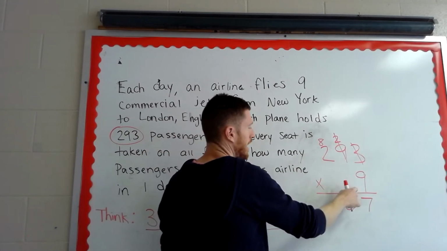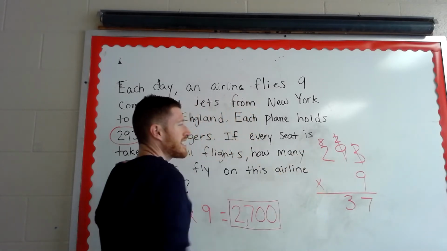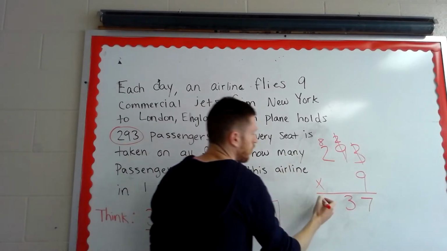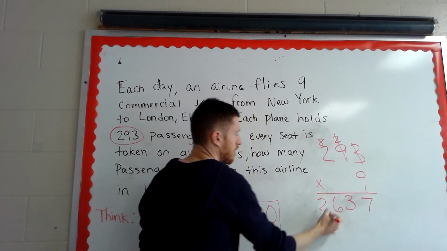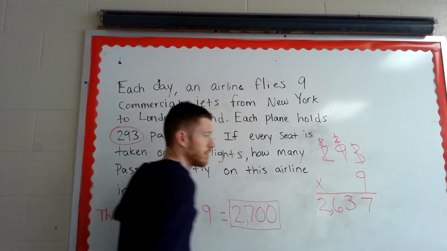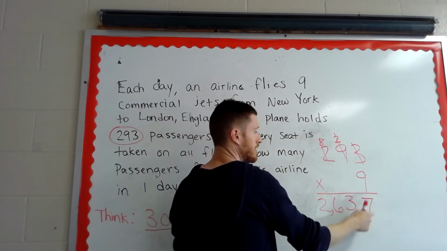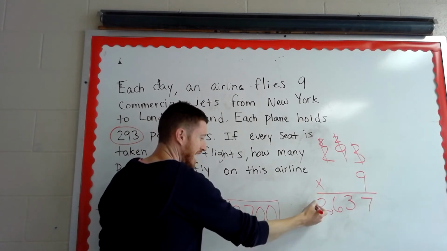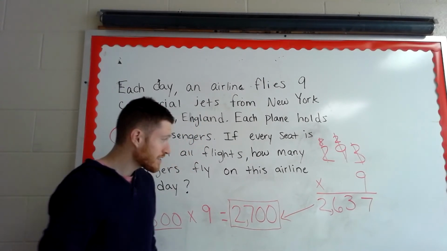And then you're going to just multiply the 200s by the 9. So 9 times 2 is 18. And 18 plus 8 is 26. All right? And then we're going to insert our comma here. And we're done with those 2. And now you have your final answer, 2,637. Now let's think, is that close to our estimate of 2,700?